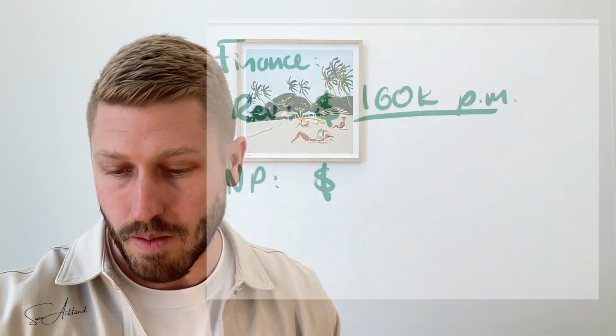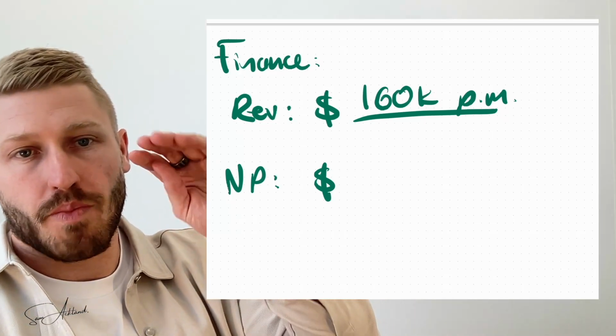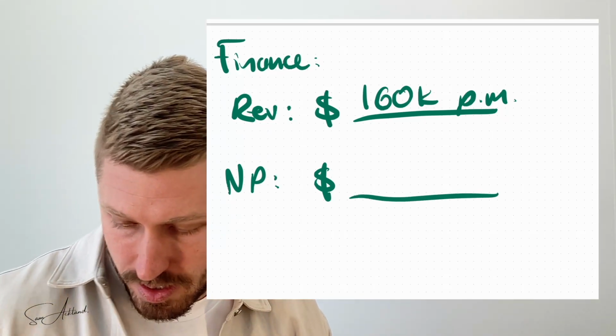So, firstly, we need our revenue target, which we've said earlier is 160K per month. And then we need our net profit target. So you're going to go back into the example, and let's just pull, sorry, I didn't show that up for you. We've got revenue, 160K, net profit. We need to establish what that is.